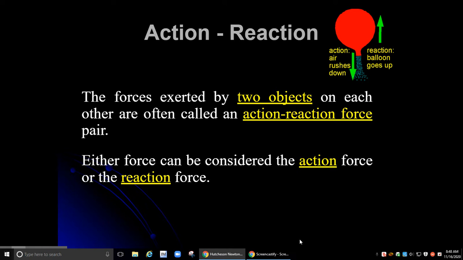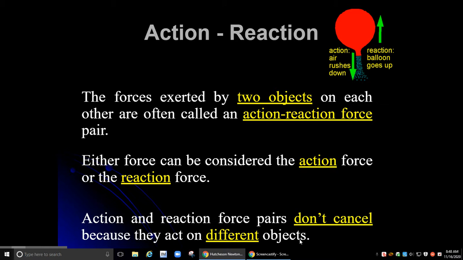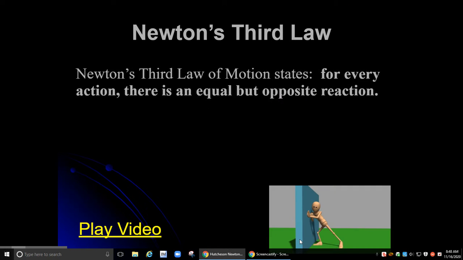Either force can be considered the action force or the reaction force. It doesn't matter. Because they're equal and opposite, we can choose either one to be the action or the reaction force. Now, action and reaction force pairs do not cancel each other out because they act on different objects, and that's really important to understand. Okay?